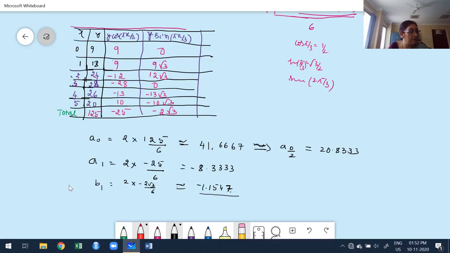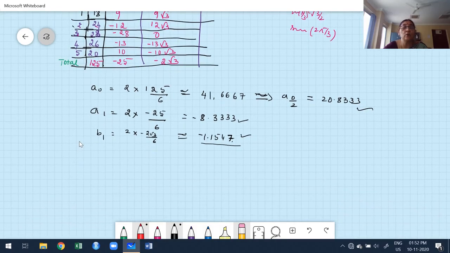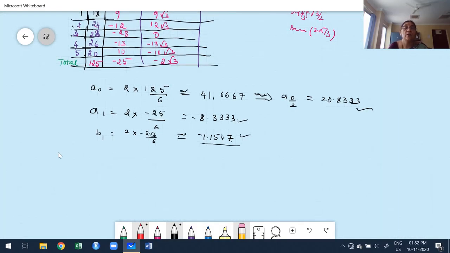4 decimal. This is a way I have to find out the constant term a0 by 2, the coefficient of the first cosine and the coefficient of the first sine. This is what they are expecting. Suppose instead of that, they're going to ask in the question to construct up to the first harmonic.